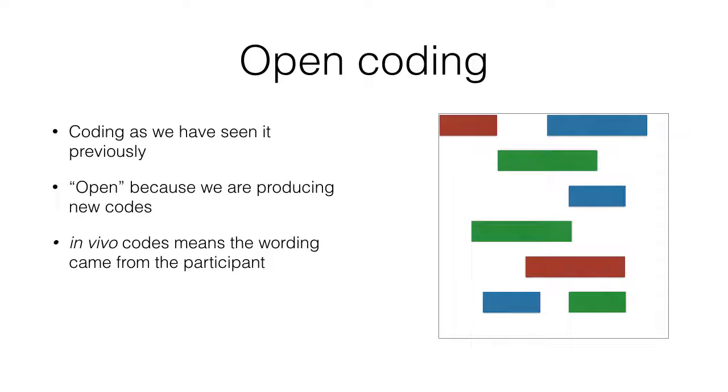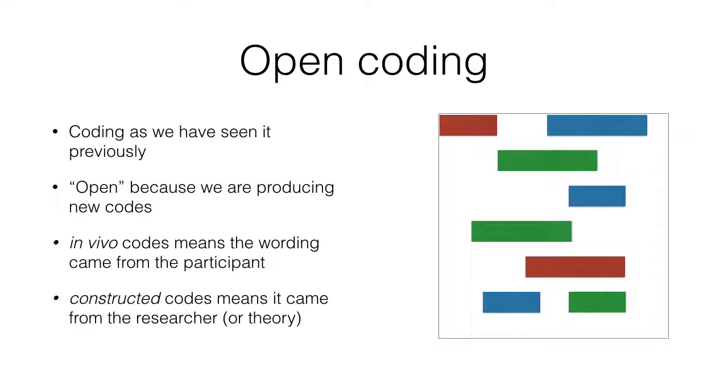There's a couple of different kinds of codes. In vivo codes basically means that you're taking the wording from the participant. That chunk of text, I've seen that occurred before, I'm going to code that in this particular way. Later on, you see something similar or equivalent, and you just use that text that came from one of your participants as the code. Constructed codes really means it comes from the researcher, or maybe it comes from theory, where you had a preconception of what was going to be happening, and you think, oh, there it is happening, and you give it that particular code.